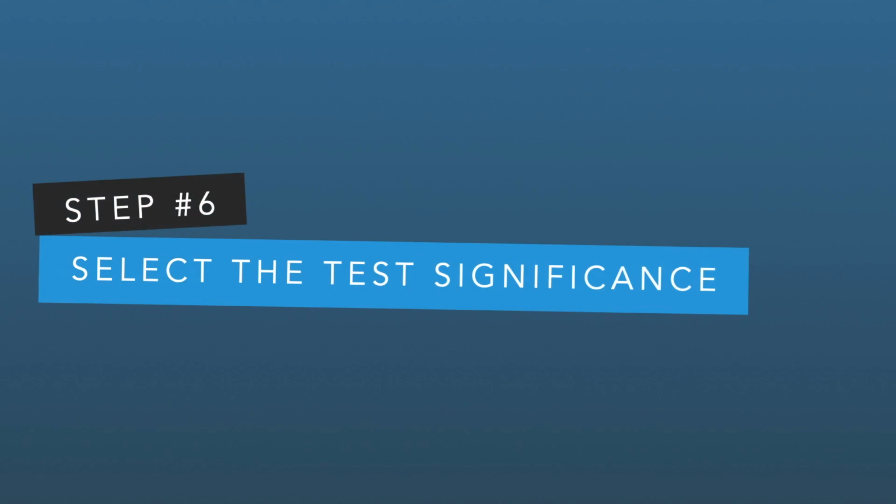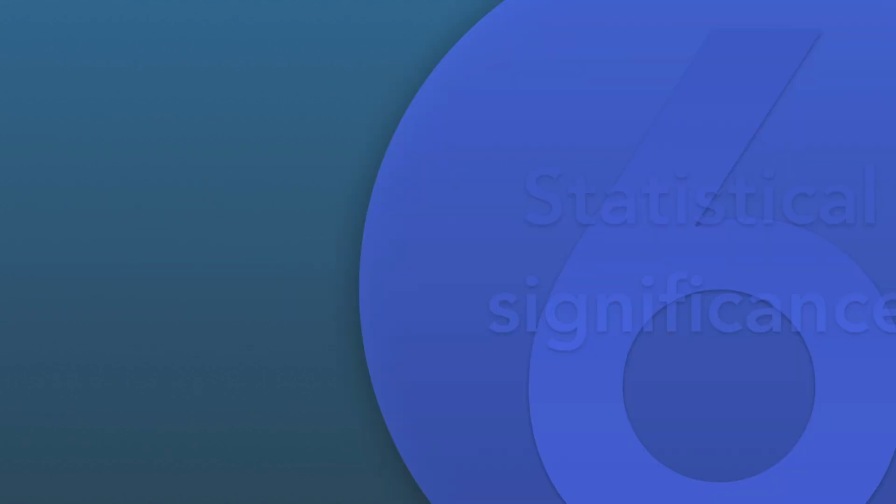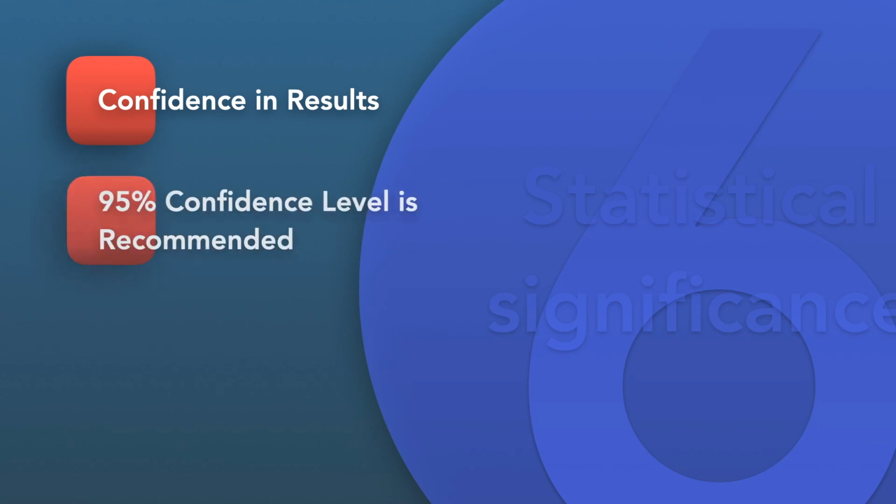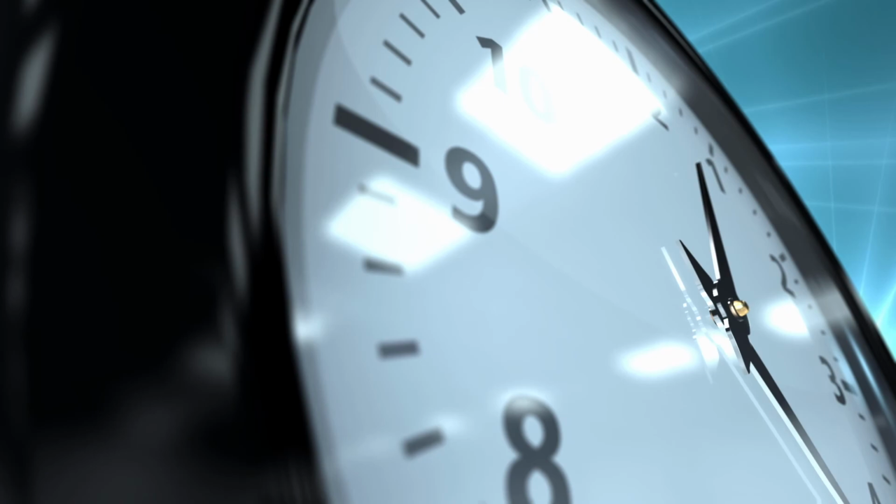Step number 6, select the statistical significance you want from your test. Statistical significance is a key part of the A/B testing process. It reflects the level of confidence you want to have in the results. The lower the significance, the higher the risk that the result will not mean anything and will lead to making a wrong decision if followed. In most cases, you will want a confidence level of 95% at least, especially if it was a time-intensive experiment to set up.